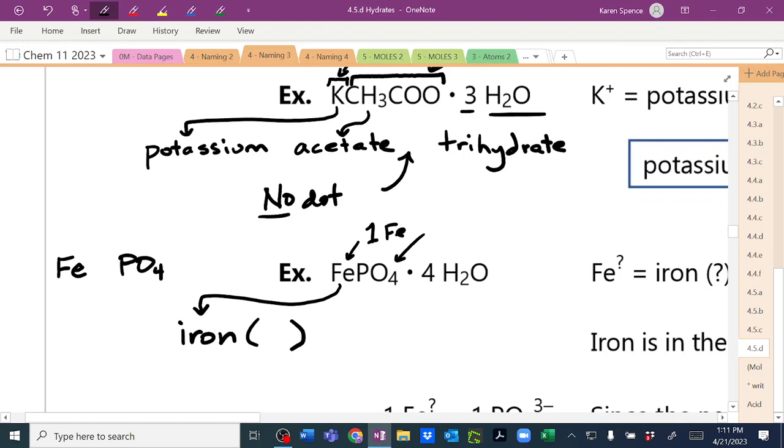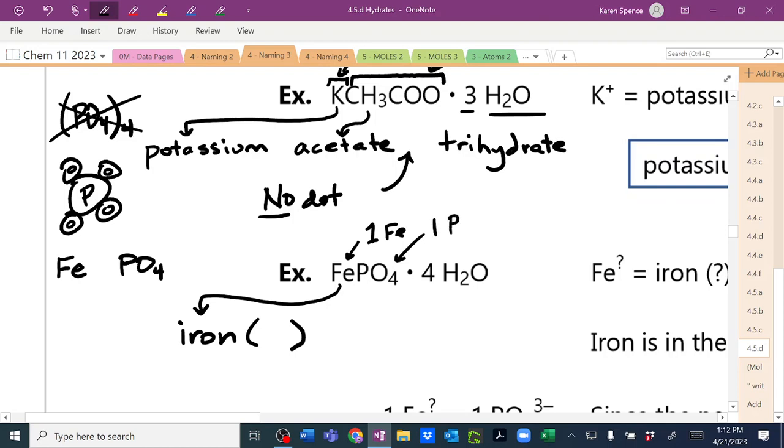Don't be tempted into thinking because there's a 4 there that you have 4 of them. PO4 is a P with 4 O's attached. If you wanted to have 4 PO4s, it would have to be PO4 in brackets with a 4 on the outside, and that's not what we have. So we just have 1 PO4.